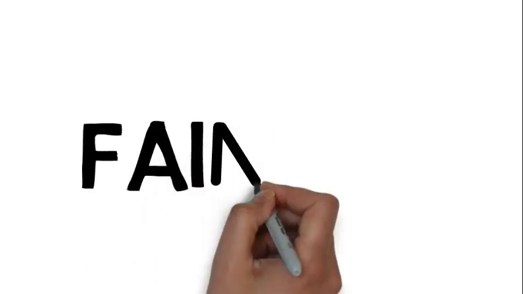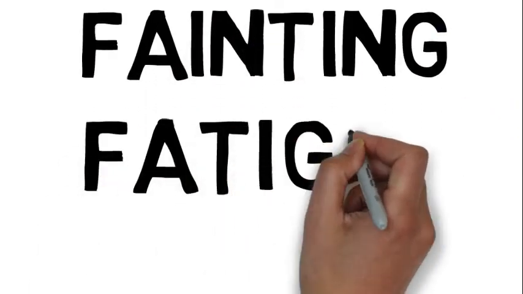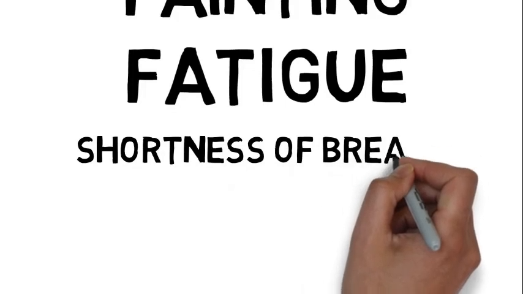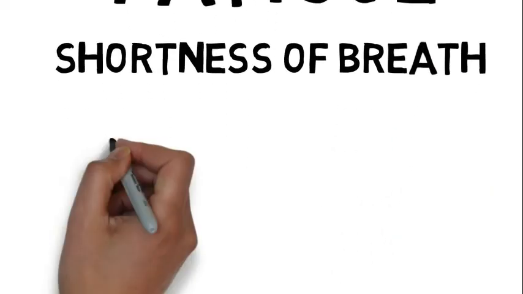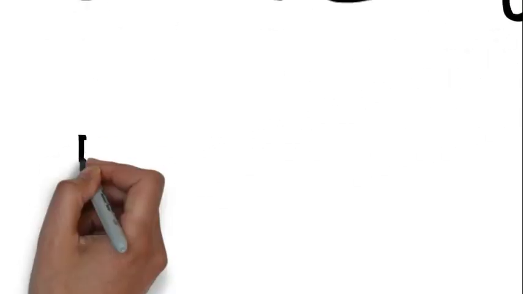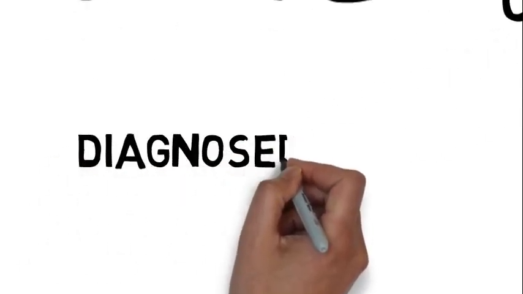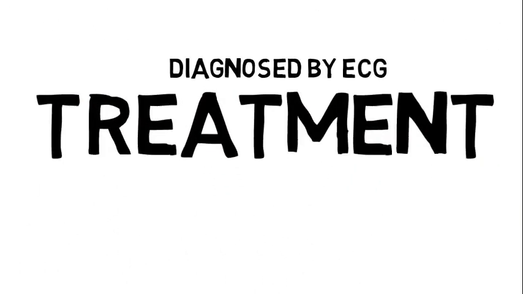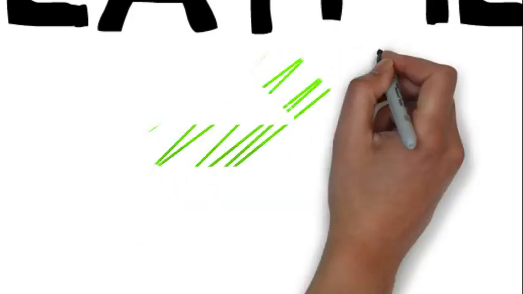Now we are going to discuss the symptoms. We have fainting, fatigue, shortness of breath, and at last chest pain. These are all the symptoms of heart block. So how can we diagnose it? As I said, with an ECG. Any changes in the ECG, the electrocardiogram, help us diagnose this.